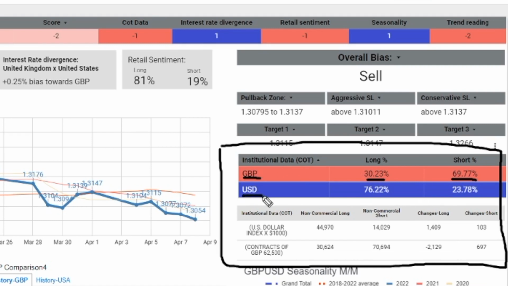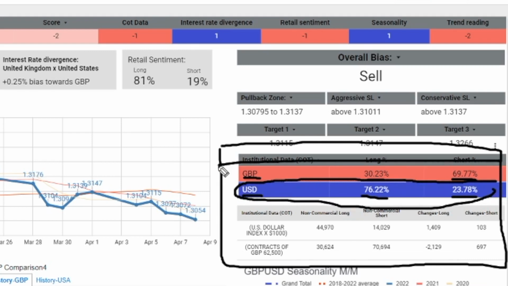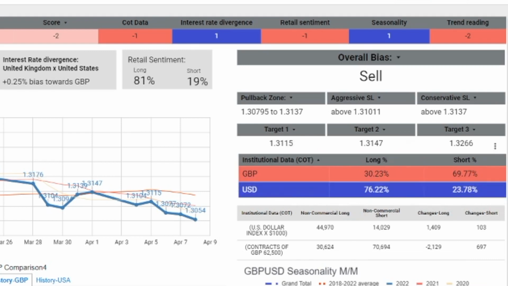And then the US dollar has a 76% long percentage, whereas we have 23, 24% on the short side, telling us that institutional traders seem to be buying USD and selling pound. So in the end, what happens? We get a negative COT data score, resulting in a more sell bias based on the COT data. But that's not the only thing we want to look at.